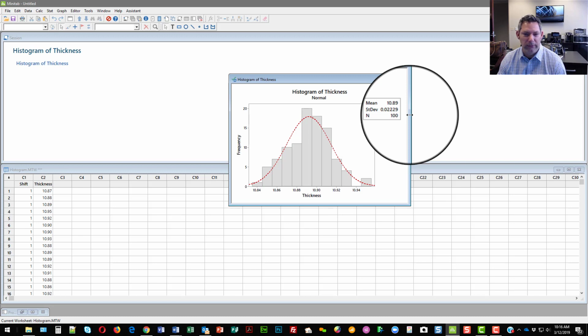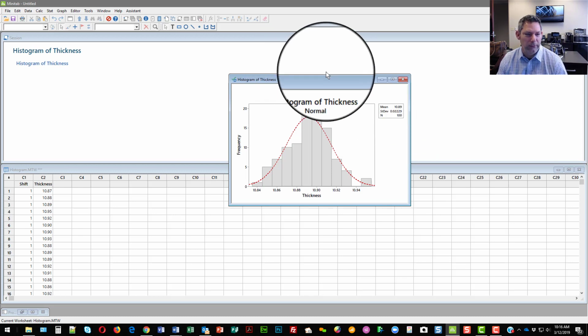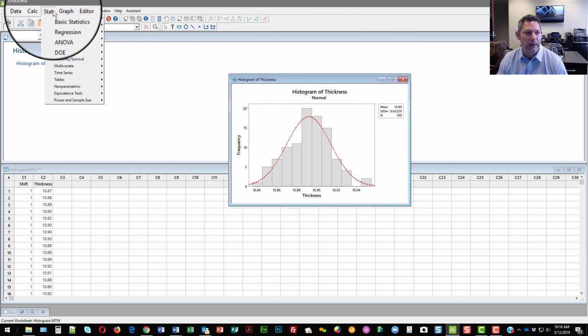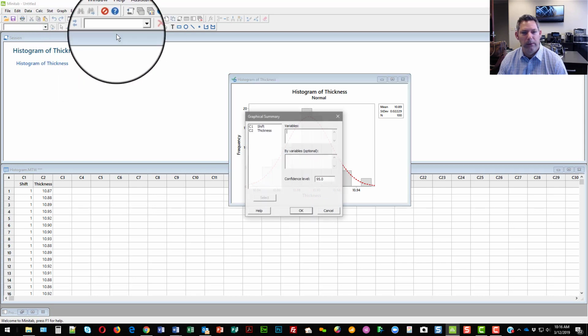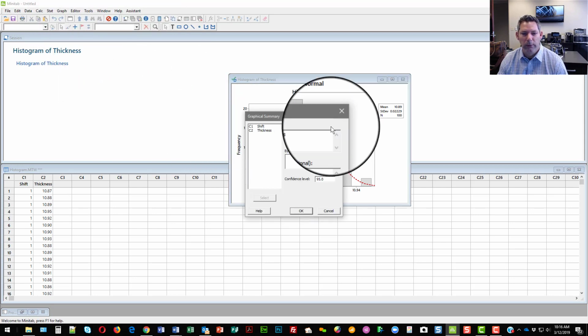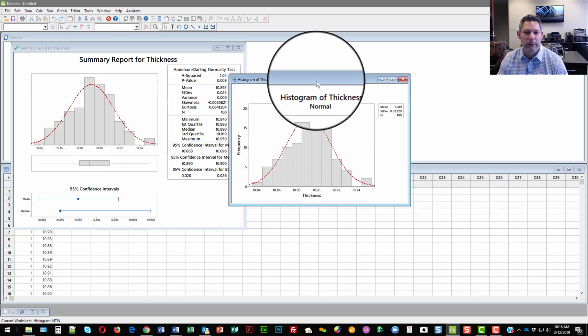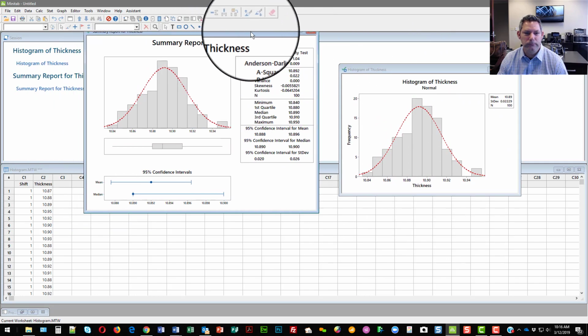The normality test is the same way. There's really no reason to run just the normality test when you get the Anderson-Darling p-value through the graphical summary output. So we'll take a look at this data real quick using the graphical summary. We're going to go stat, basic stat, graphical summary, variables by thickness, say OK. And so we'll take a look at these side by side.